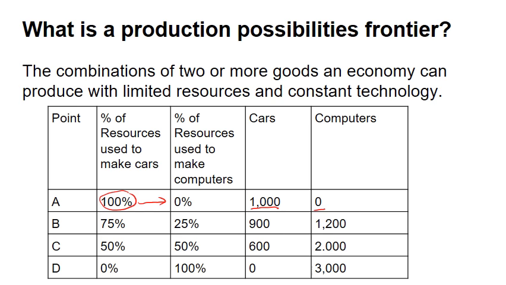On the other hand, the economy can use all of its resources to make computers. Let's assume it makes 3,000 computers in that case. But if it uses all its resources to make computers, that leaves no resources available to make cars, so the number of cars falls to 0.